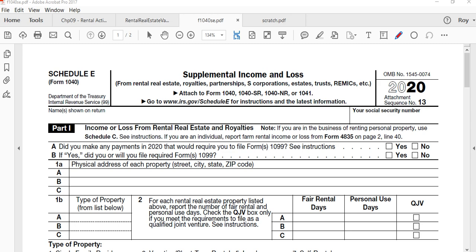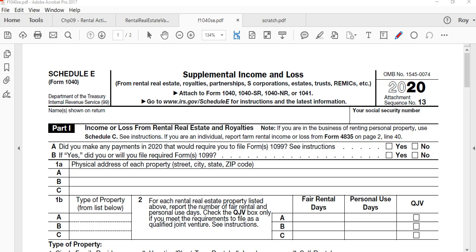This is part 2 of our Chapter 9 video lecture. Back in part 1, we had learned about reporting rental operations here on Schedule E, assuming that the property was rented or available for rent throughout the whole year, and the owner, the landlord, the taxpayer, did not use it for personal use at all throughout the whole year.